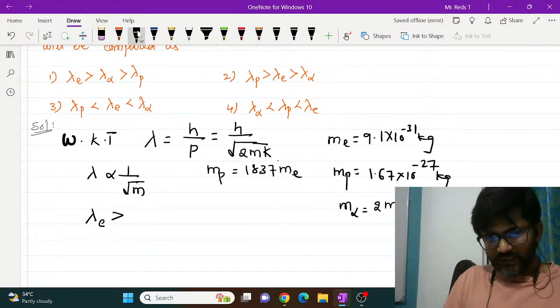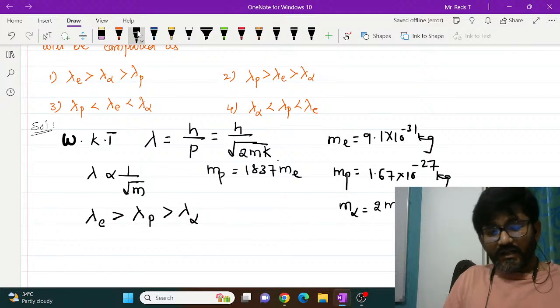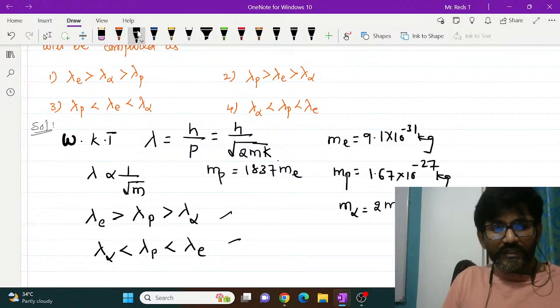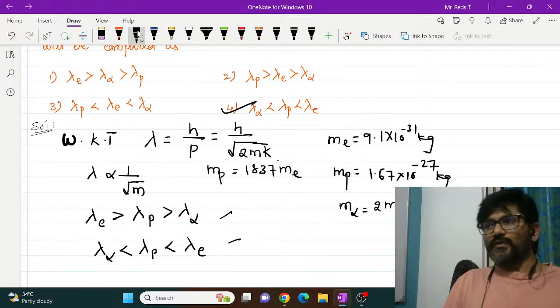So you can say wavelength of electron should be greater than wavelength of proton, which should be greater than wavelength of alpha particle. Or the other way, wavelength of alpha particle should be less than wavelength of proton, which should be less than wavelength of electron. Either way you can write it. Based on this you have to cross check the options. Here, as per this, which one is correct? Lambda alpha less than lambda p, which is less than lambda e. The fourth option is correct. So accordingly you have to cross check the options.